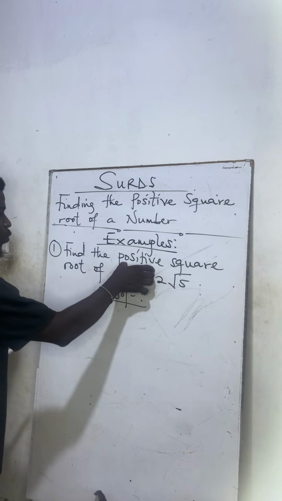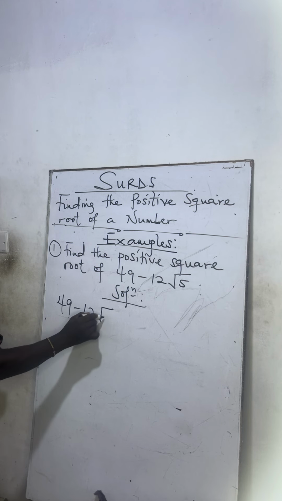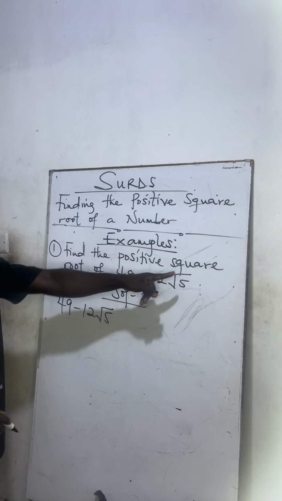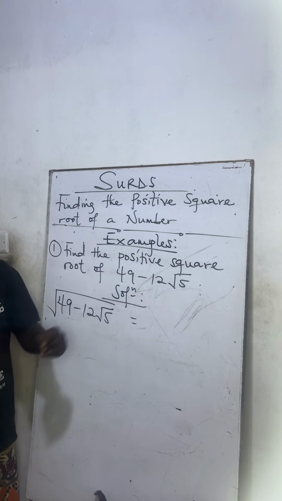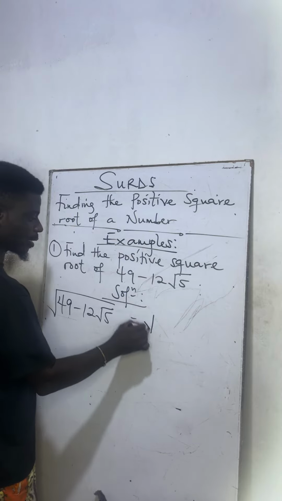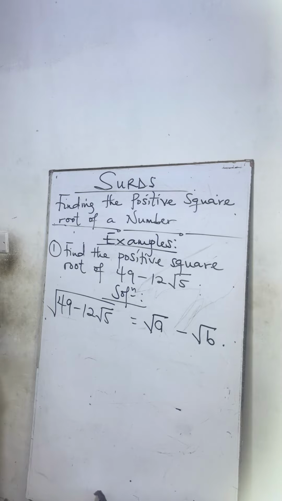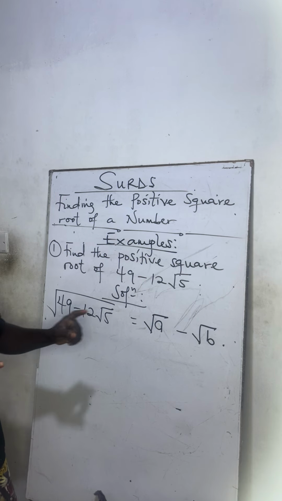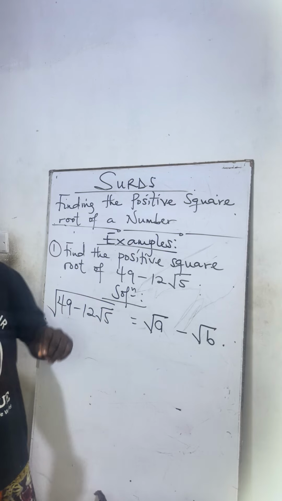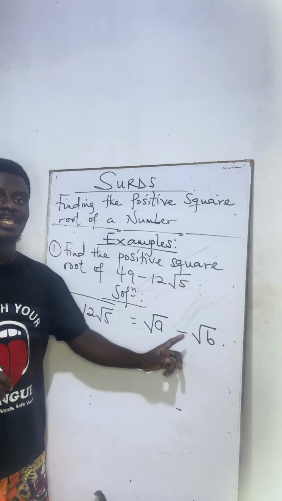Now, we want to find a positive square root. So 49 minus 12 square root of 5. They say you should find the positive square root, so square root of this. And don't forget, because it has a minus in the expression, we equate it to square root of a minus square root of b. When you check the expression and it contains plus, then you use square root of a plus square root of b. When the expression contains minus, then use square root of a minus square root of b.